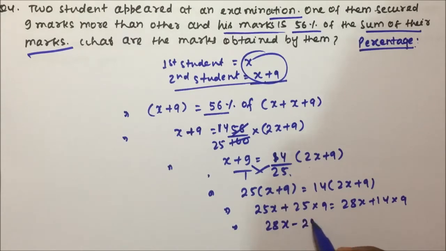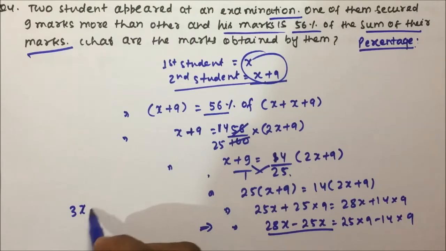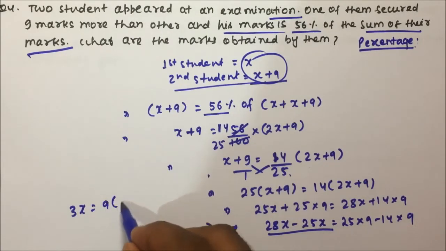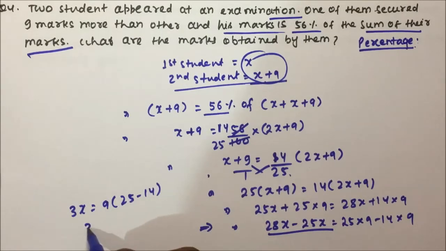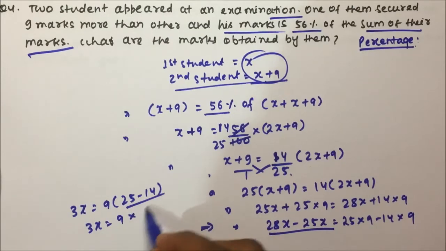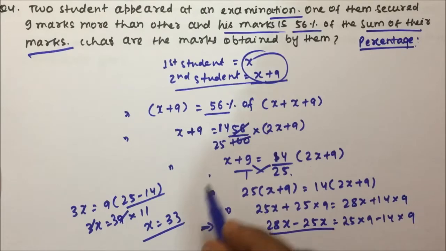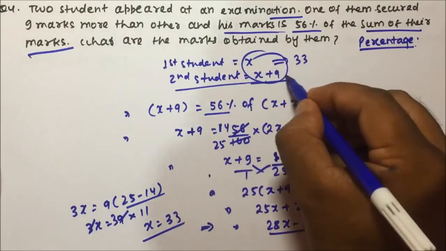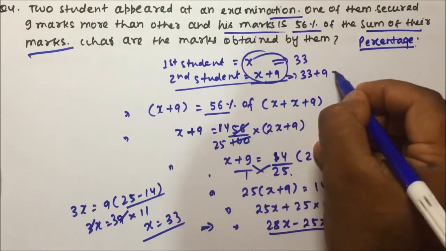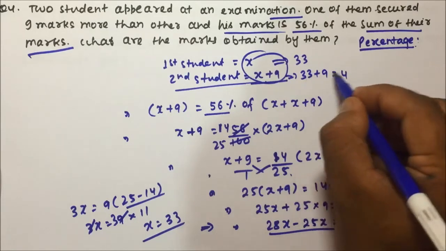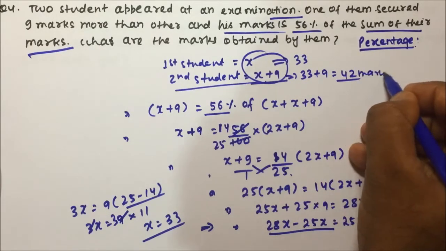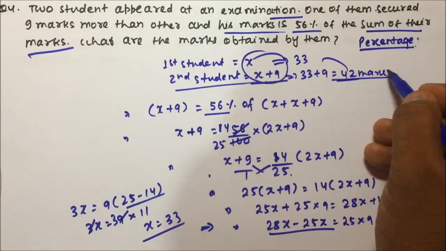So 28x minus 25x is equal to 25 into 9 minus 14 into 9. Now if you subtract, then you will get 3x, and 9 you take common, then 25 minus 14. So 3x will be equal to 9 into 11. So x will be equal to 33. That means one student got 33 marks and another student got 33 plus 9, which will be equal to 42 marks. 42 marks, and the difference between the marks will definitely be 9 marks.